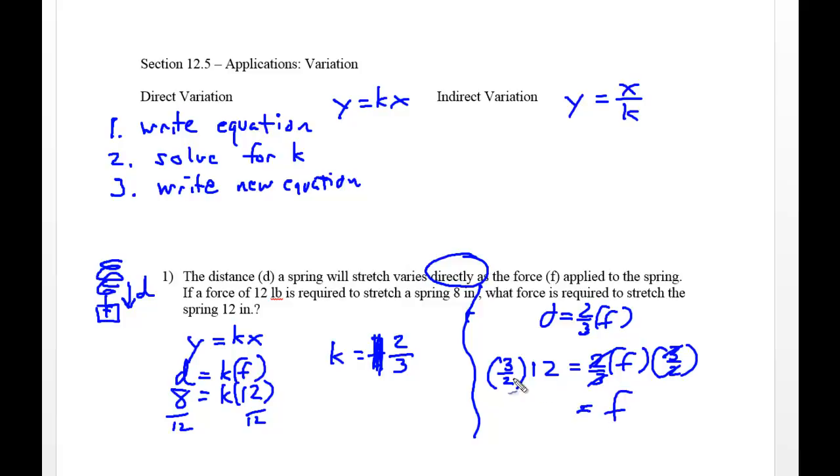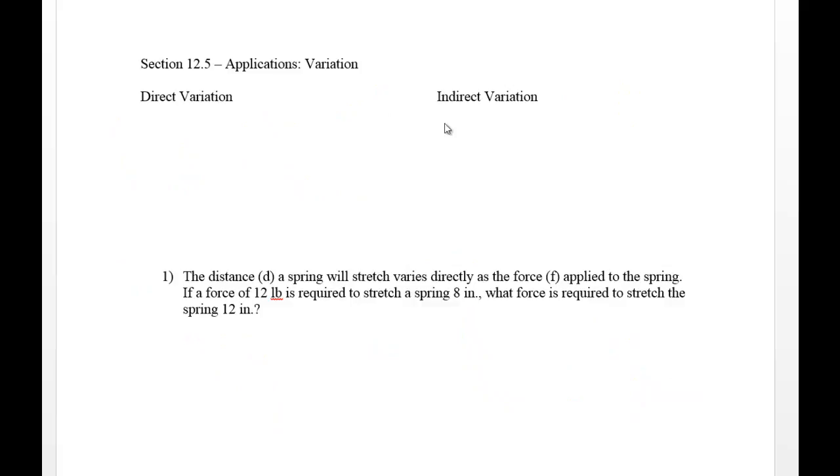So F is equal to 3/2 times 12, or 1.5 times 12, which is 18. So you would need 18 pounds of force to drop that object 12 inches from its original position. You'll hear me talk through these problems and identify right away whether it's direct or inverse, and then solve the problem, and then see where we're going to go here.